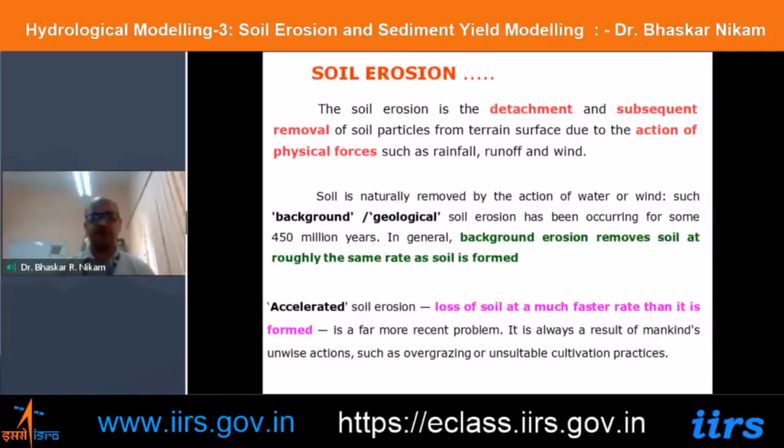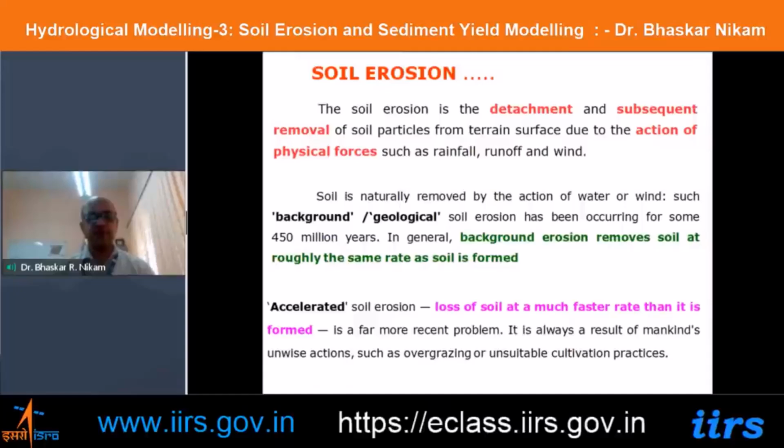Now, as you can see here, as formation of soil is a natural process, erosion of soil is also a natural process. So in a natural landscape, the soil erosion rate and the natural soil formation rate are almost similar, if not exactly similar. The natural erosion rate of soil is generally called background erosion or geological erosion. So now we understand that formation of soil is a natural process and erosion of soil is also a natural process. Then why do we worry so much?